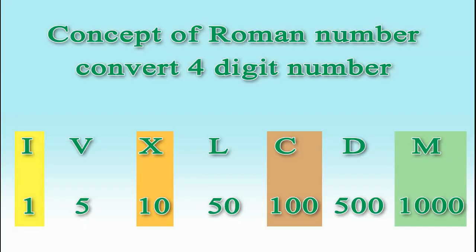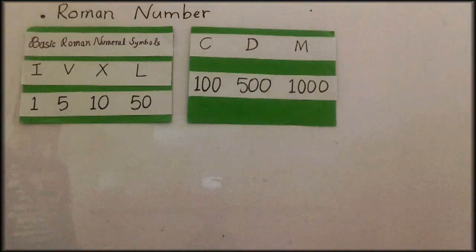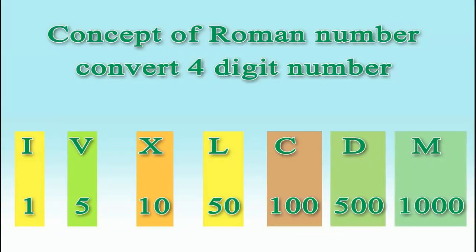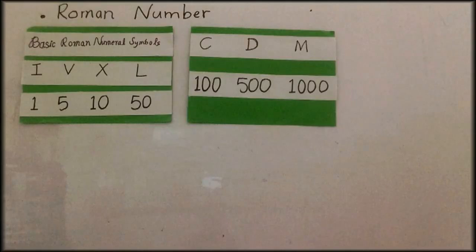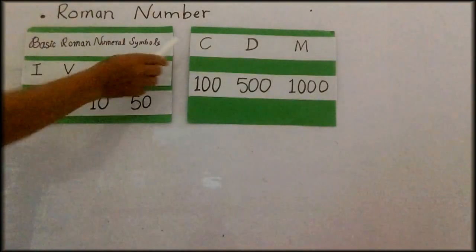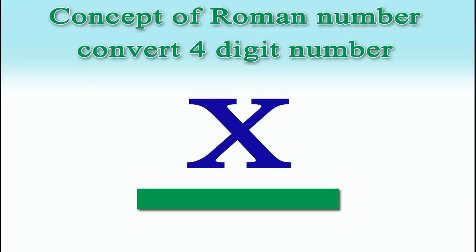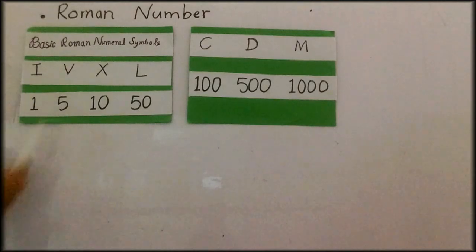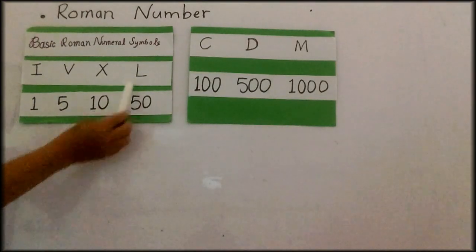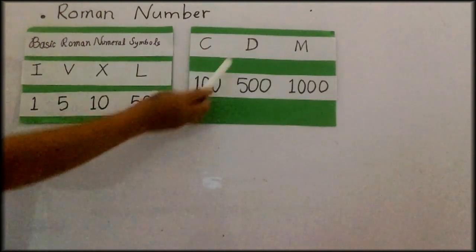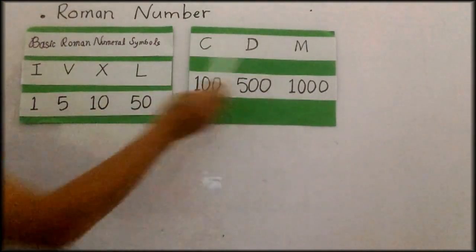Roman numbers were basically used in ancient Rome. There are 7 basic symbols: I, V, X, L, C, D, M. I represents 1, V represents 5, X represents 10, L represents 50, C represents 100, D represents 500, M represents 1000.